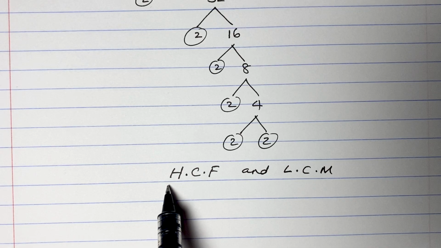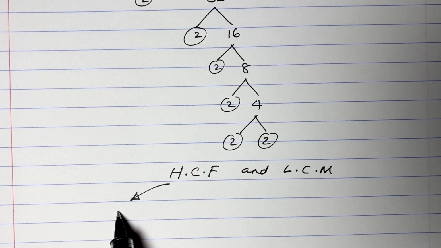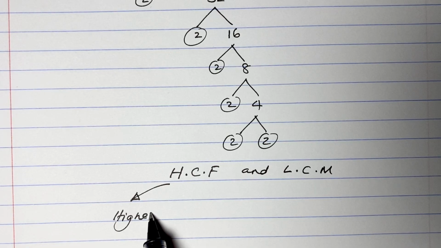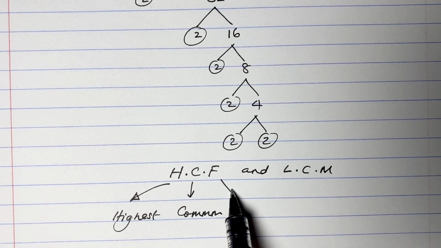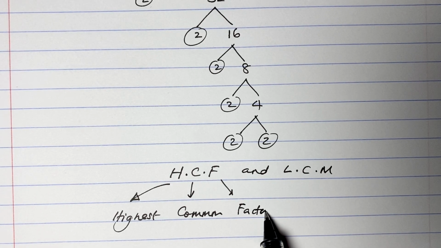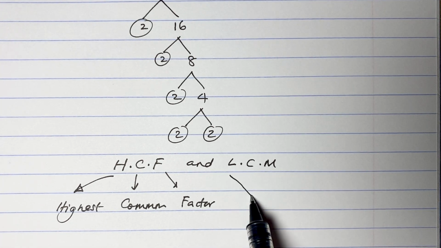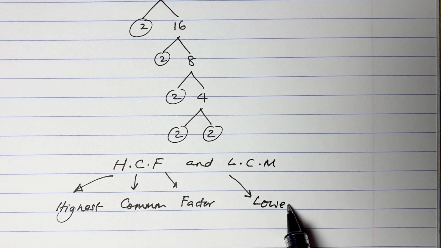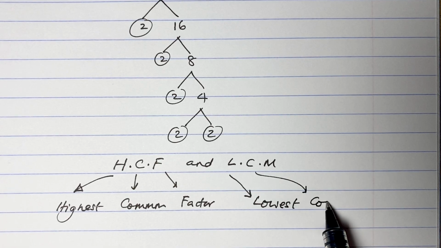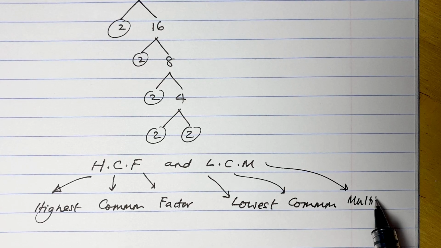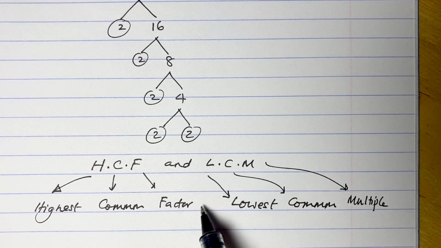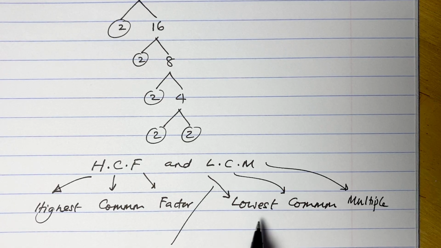Just to specify what H represents, H means highest, C means common, and F means factor. And for LCM, L represents lowest, C for common, and M is multiple. So there are two different things: highest common factor and lowest common multiple. I will show you how to obtain them and what is the use of them.